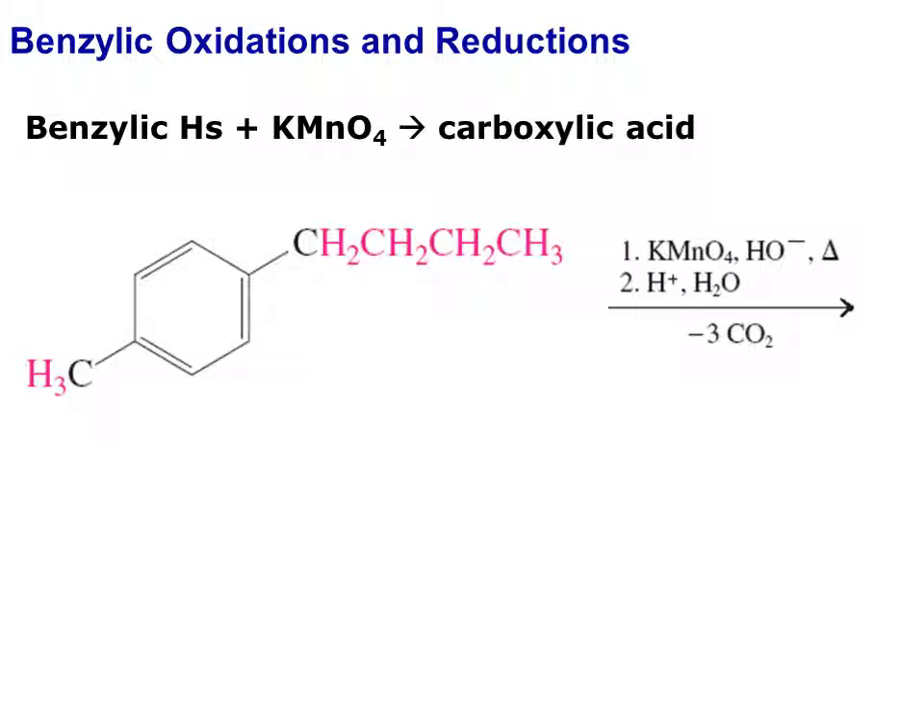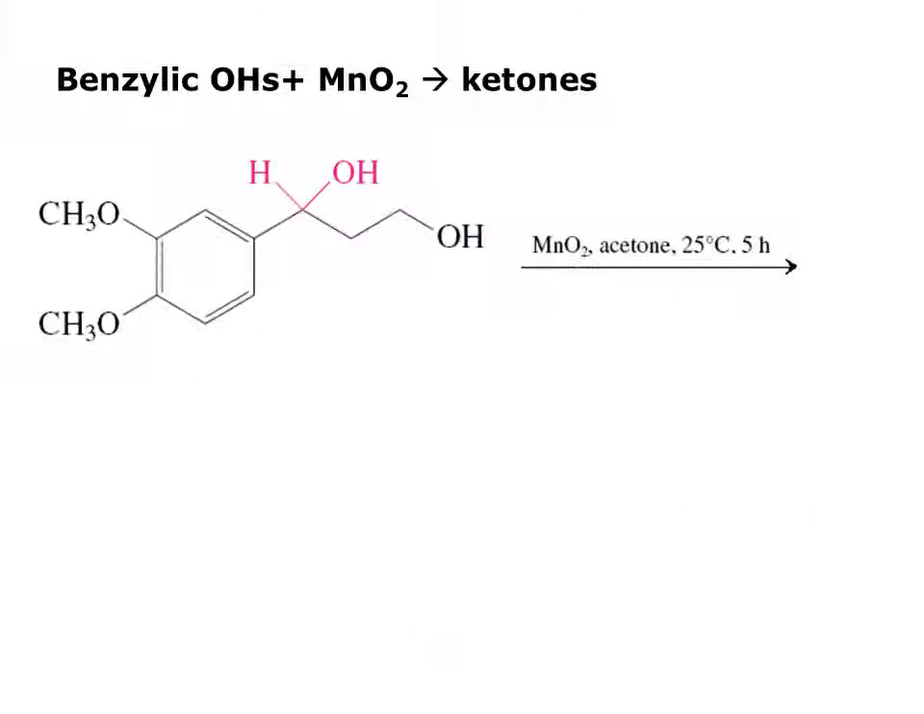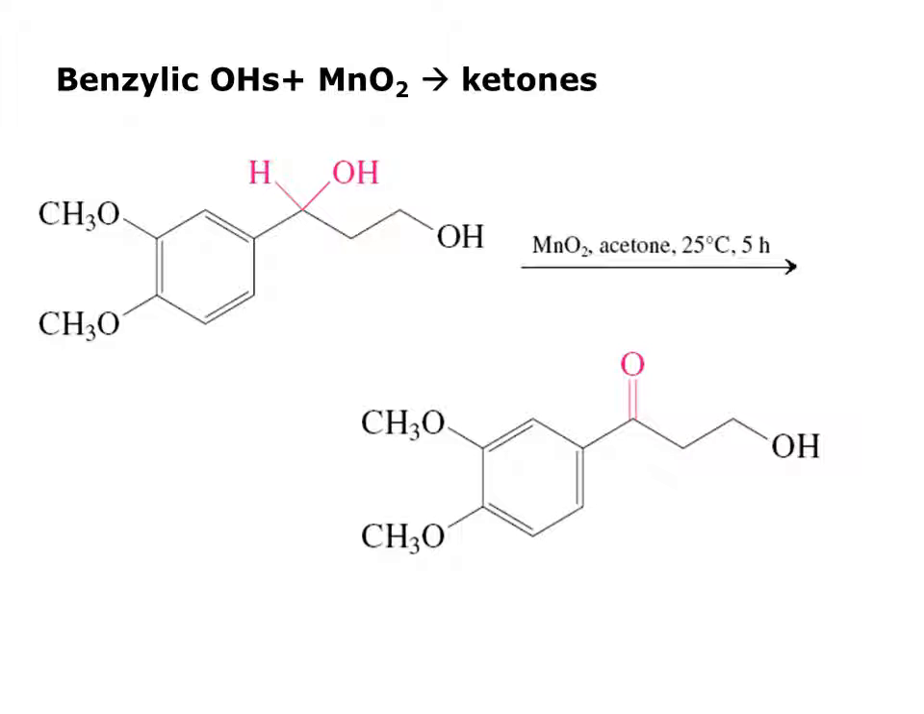A couple other reactions. This one we've already talked about, potassium permanganate adding a carboxylic acid at any benzylic hydrogen position. So this will happen in both places as long as there's a hydrogen attached to that first carbon off the ring. The next reagent does the same thing, except it works with benzylic alcohols and turns them into ketones.